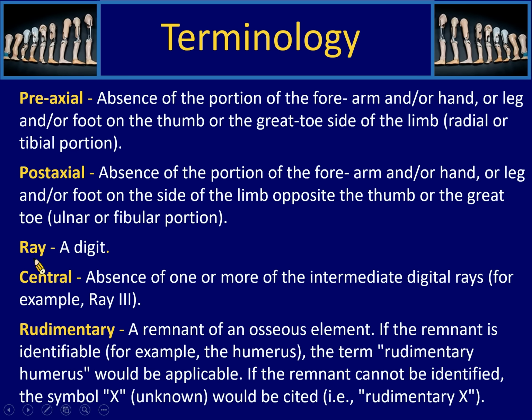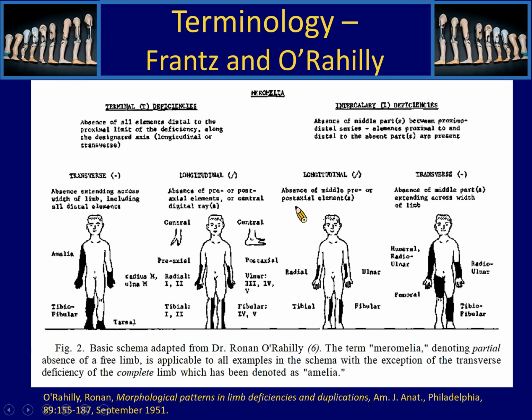Ray means the digit. If we have 5 rays in our upper limb, the first ray, the second ray, the third ray, the fourth ray, the fifth ray, and if a ray is lost, we call that a lost ray, like a lost fifth ray or lost third ray. Okay, so the rudimentary is the remnant of the osseous element, which means the remaining part of the upper limb. So that is the French classification system.